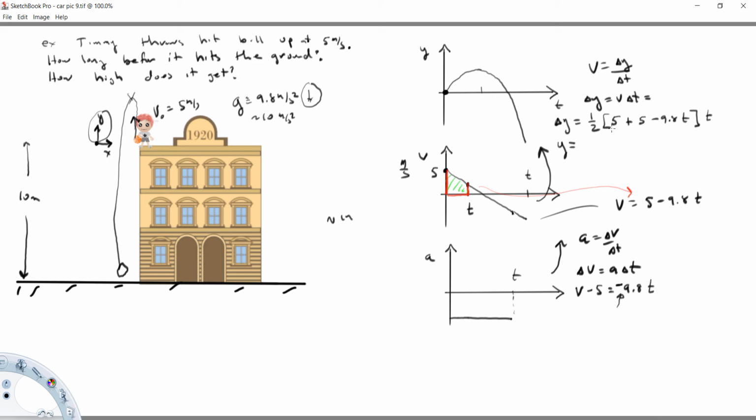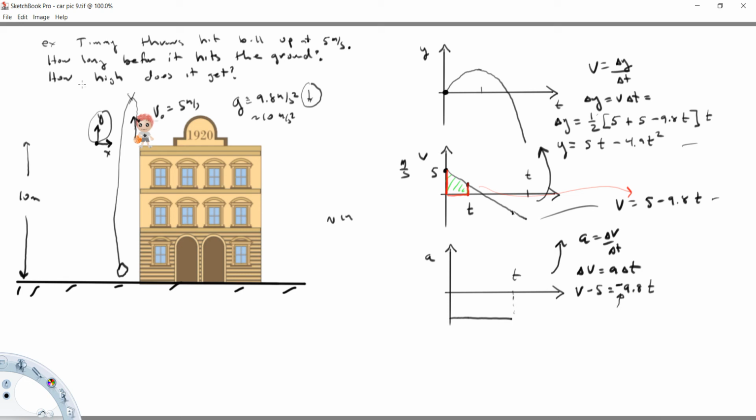And we can clean this up as well. 5 plus 5 is 10. Divided by 2 is 5 times t. And then when we multiply this and this, we get minus 4.9 t squared. So the math part of this is basically done. We have our equations now for velocity against time, position against time. I'm going to start answering these questions.